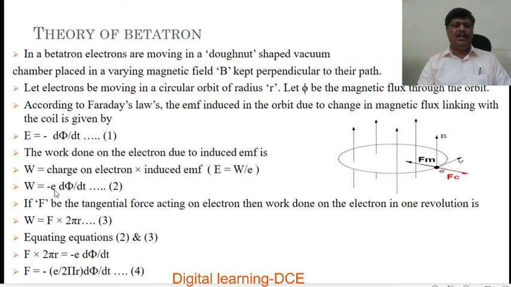The charge on the electron is e and the EMF is given by -dφ/dt. So, work done W = -e dφ/dt. Call this equation 2.